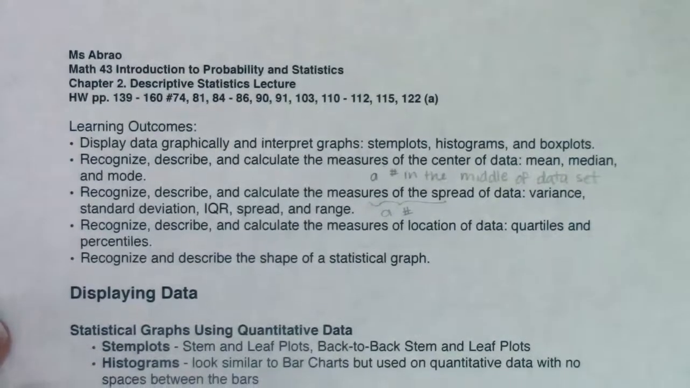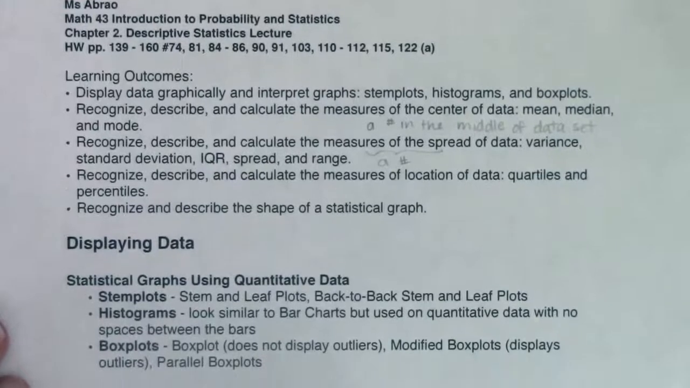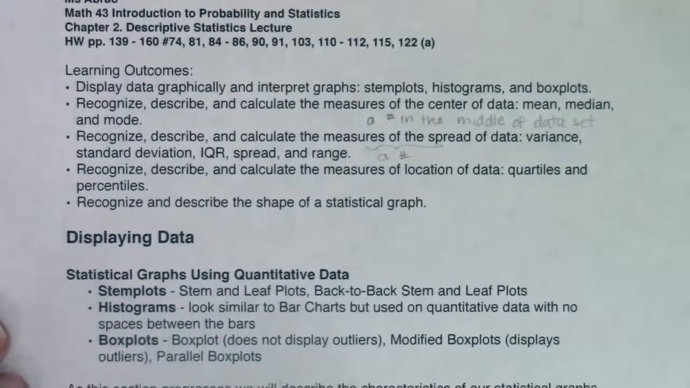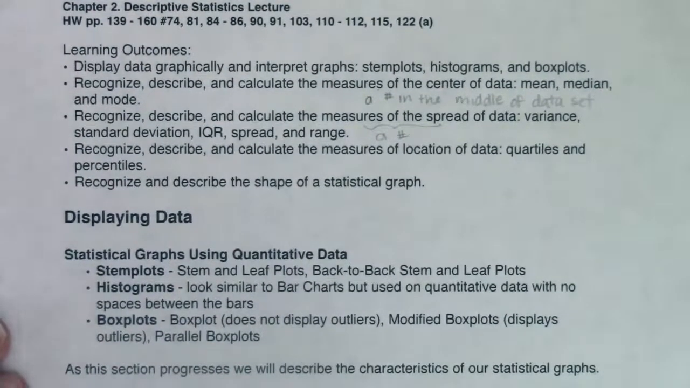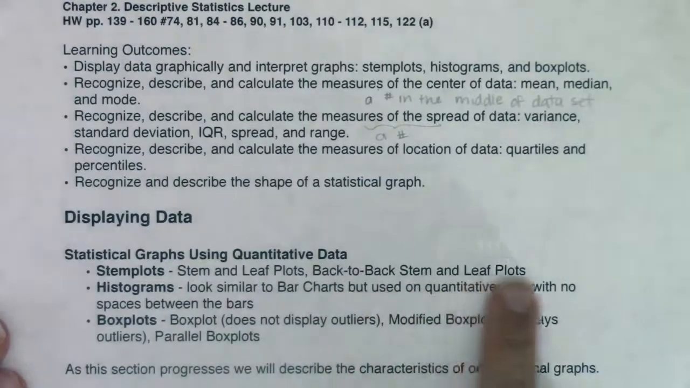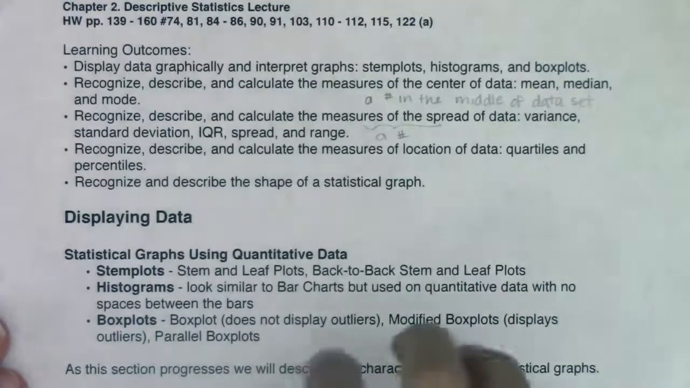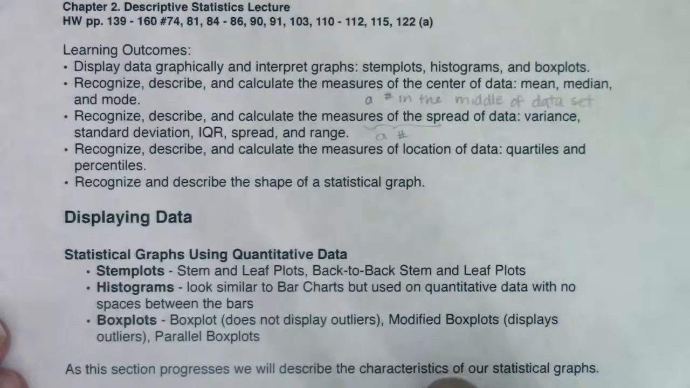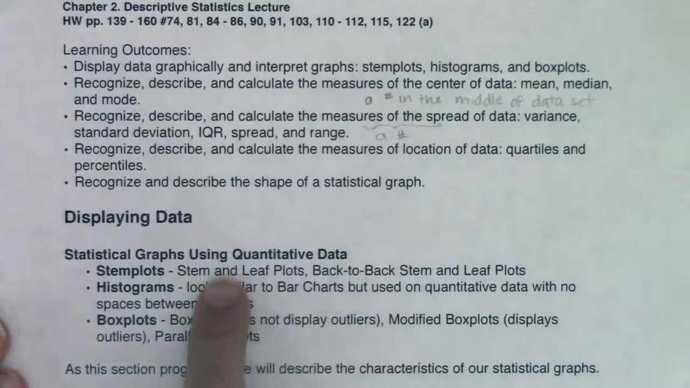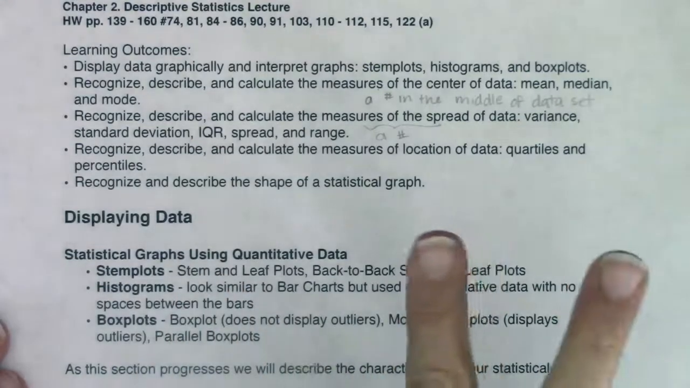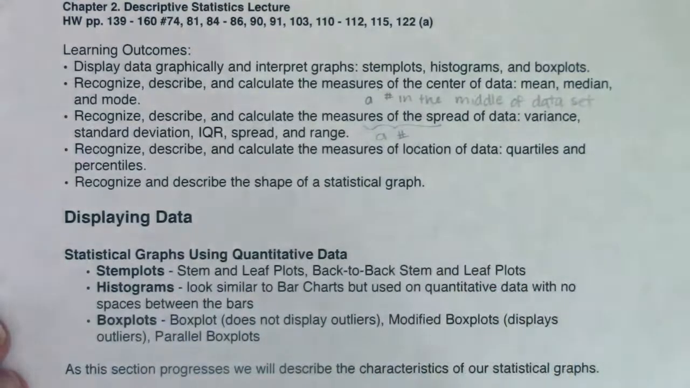So in terms of the statistical graphs that you will be responsible for, by the end of this chapter, we've got three of them. You're gonna pick up stem plots. We will look at regular old stem plots, and then we will pick up back-to-back stem and leaf plots. And when I say back-to-back, this is when we'll compare two different data sets at the same time on the same graph. So stem and leaf plots, when you have one data set, back-to-back is when we have two data sets and we're comparing.